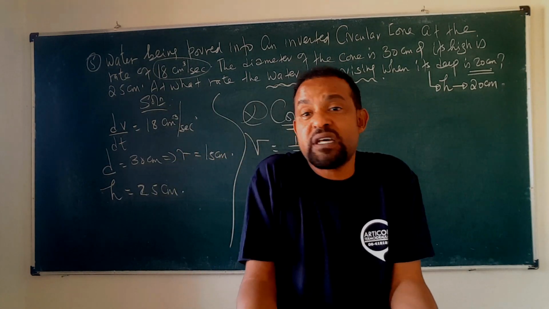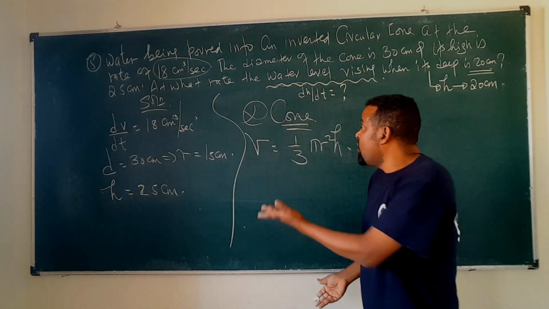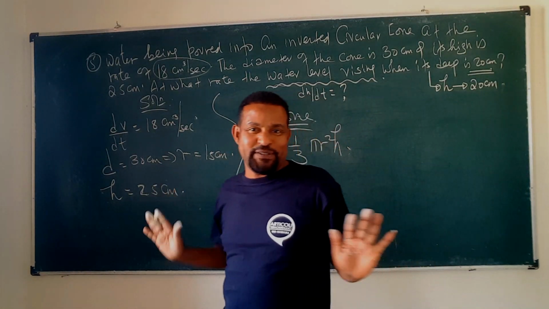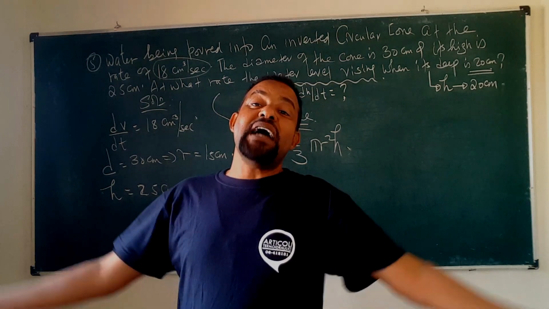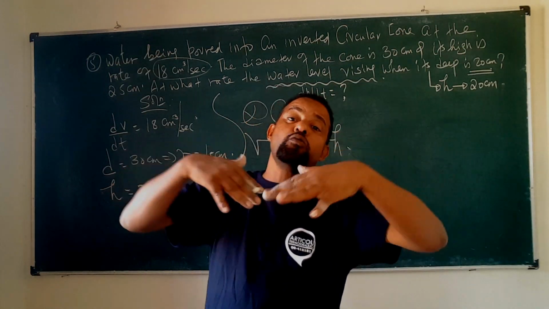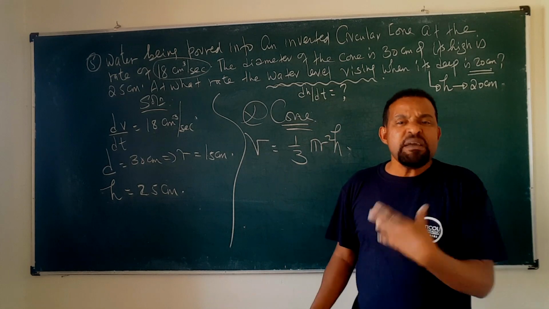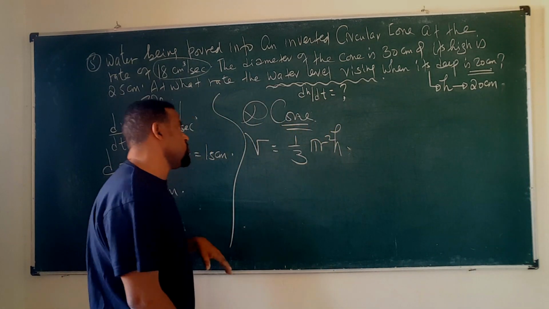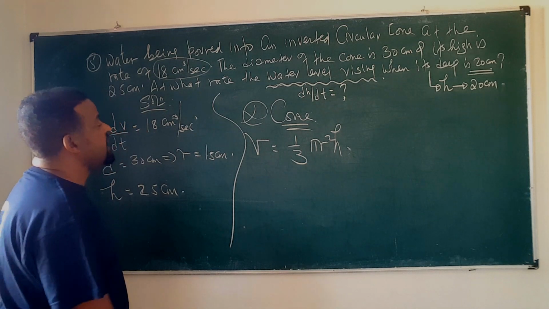Someone who doesn't know that the volume of a circular cone is 1/3 pi r squared h cannot do this problem. So without having a formula relating the two variables or the two quantities, it is impossible to do related rate problems. So volume is equal to 1/3 pi r squared h.